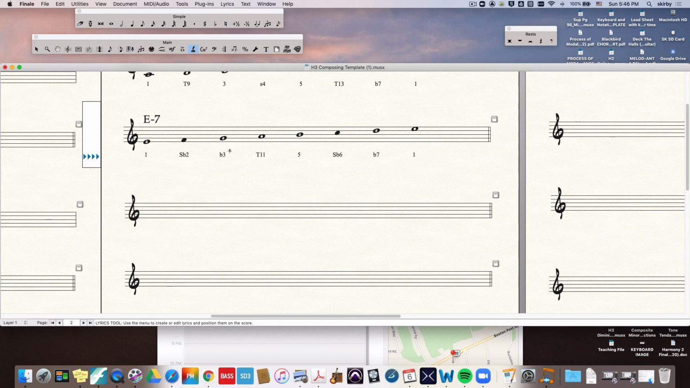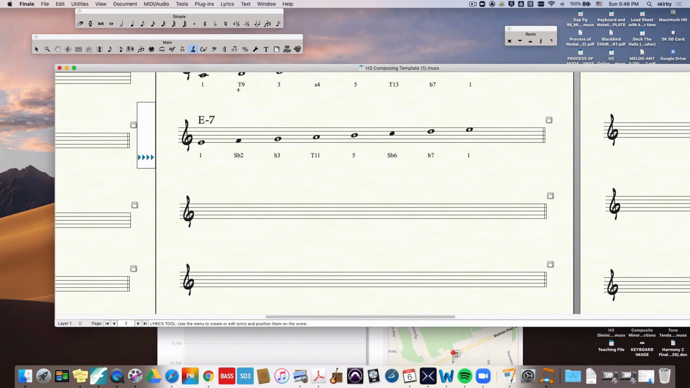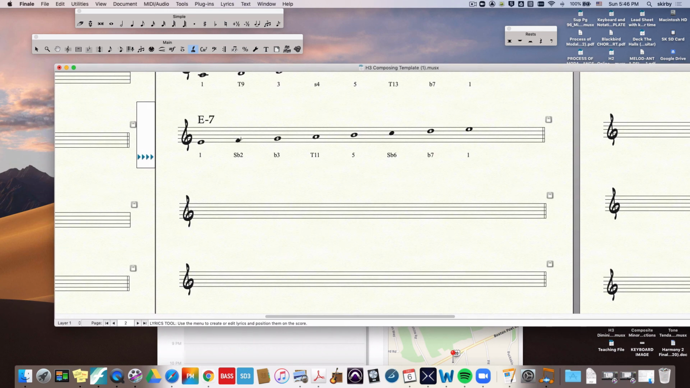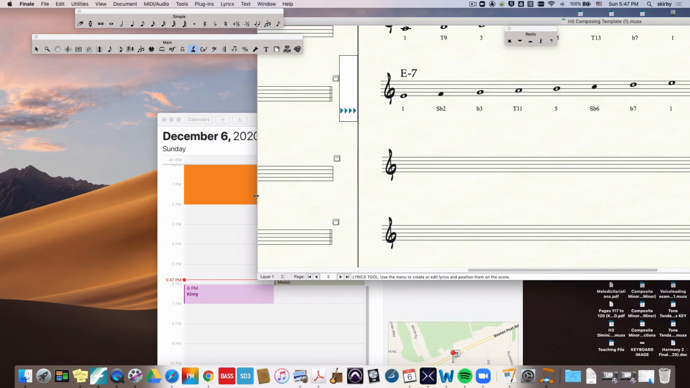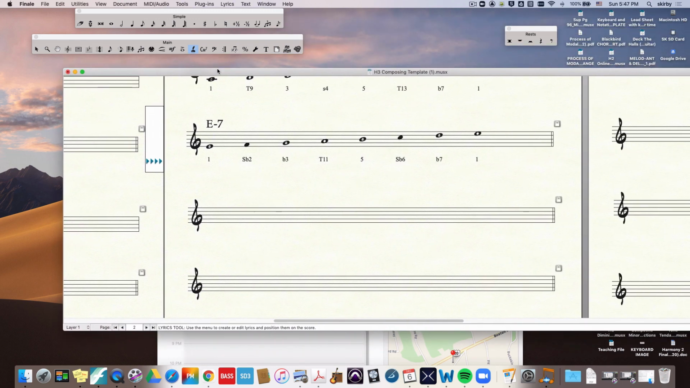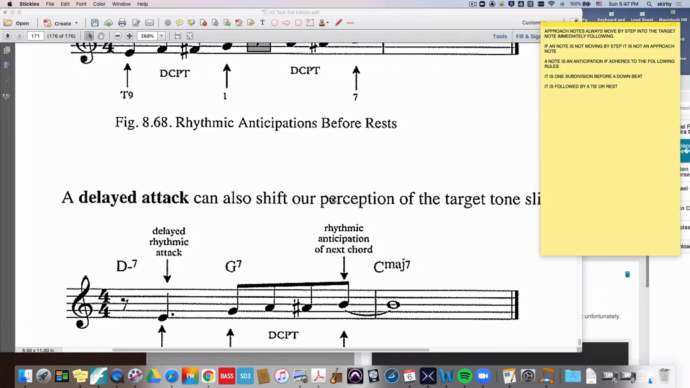So that's the rule, and so that will help you understand what should be a target. Anything that's a harmonic avoid note cannot be a target. You could target it. I mean, you could put it on a strong beat, but if you did, it would sound bad. It would sound like a wrong note, and so you don't want to do that. You want to avoid that.